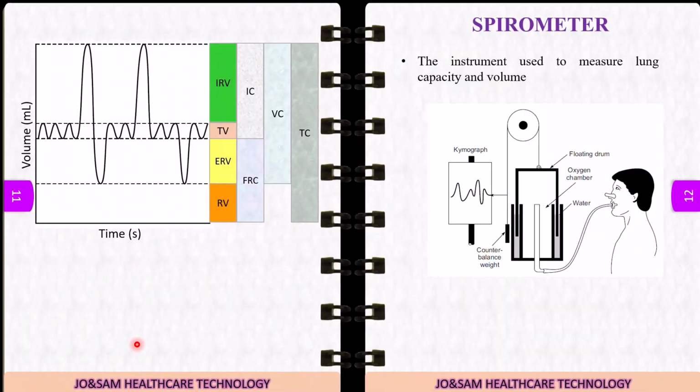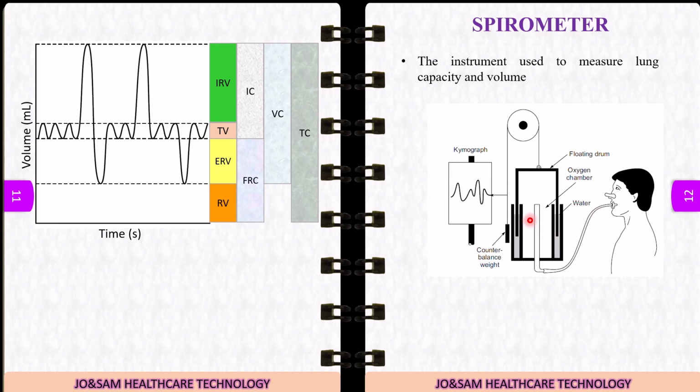Now finally, we are going to see about the spirometer. So what is a spirometer? A spirometer is an instrument used to measure the lung capacity and lung volumes. We have discussed lung capacities and volumes in the earlier slides. The spirometer shown here is a conventional one, which is a water seal spirometer. The nose of the patient is clipped, as you can see here, in order to keep the nose closed, and the patient respires only through the mouth.